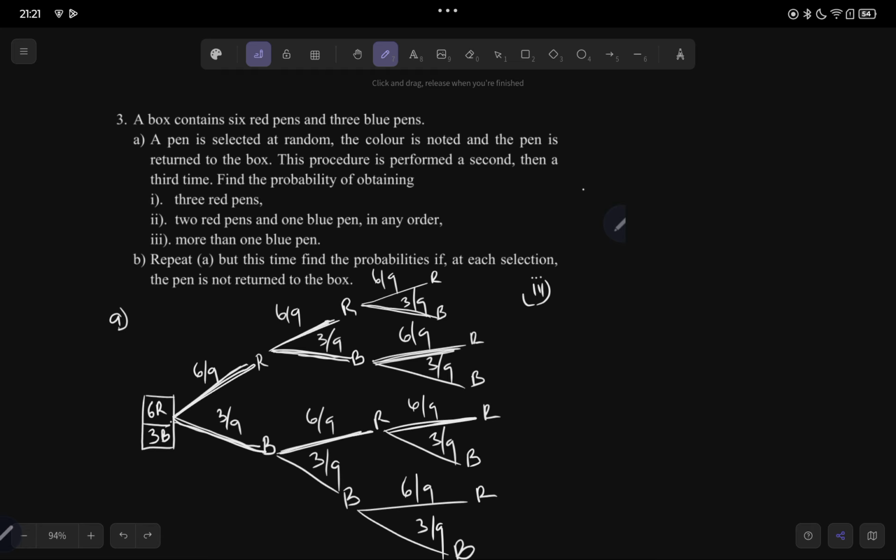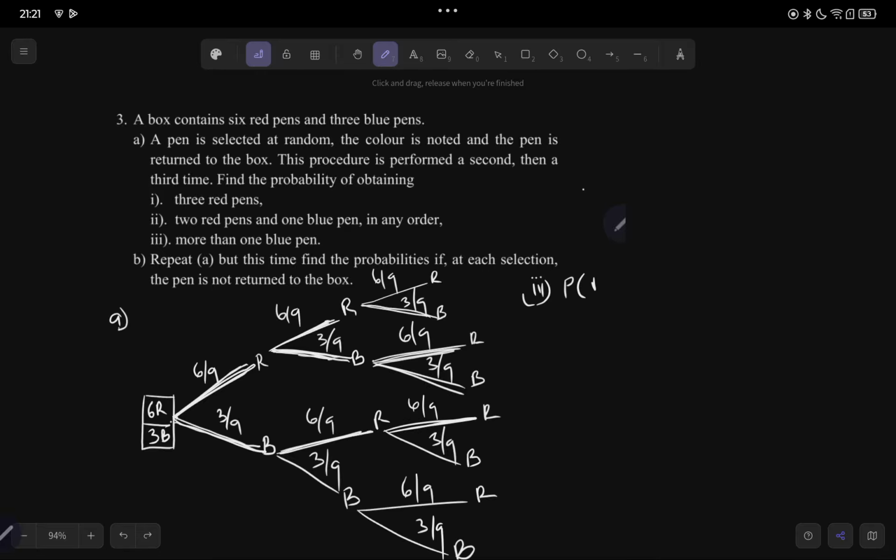So this one will involve us to have one where you have two blue pens. It can be red first, then blue, blue. Red, blue, blue. That is two blue. Or you can have blue, red, blue.